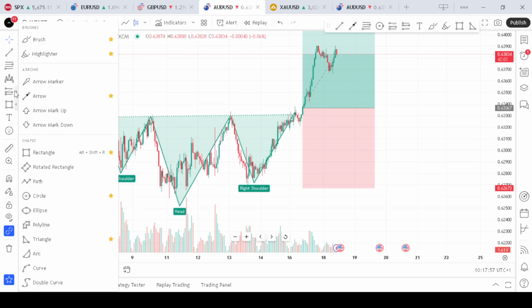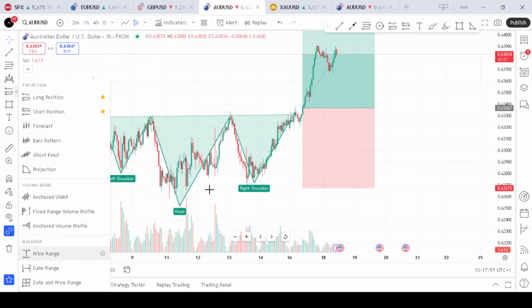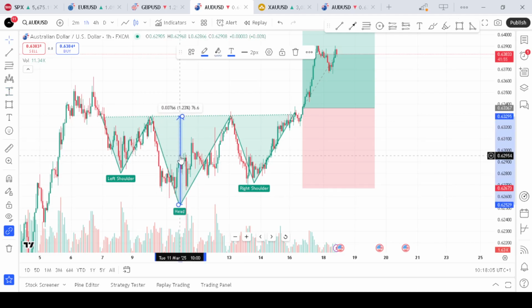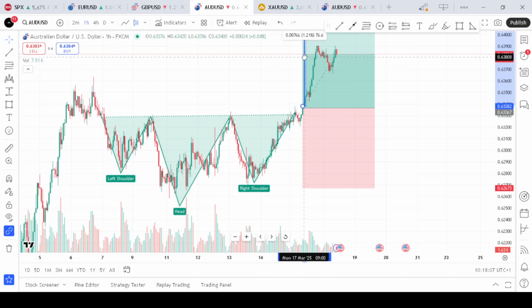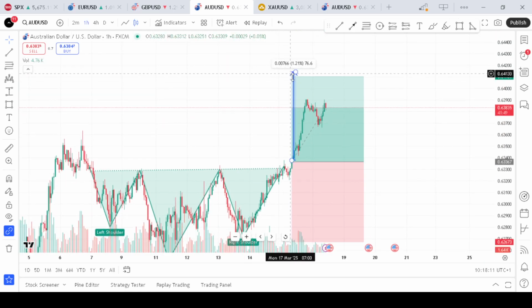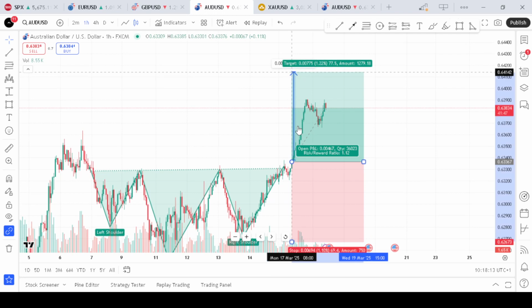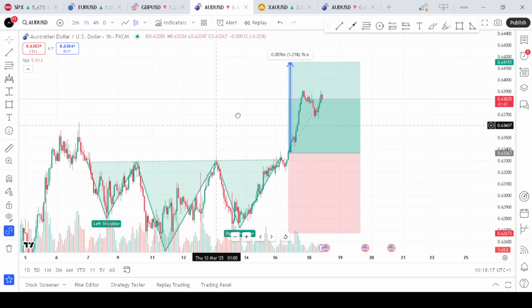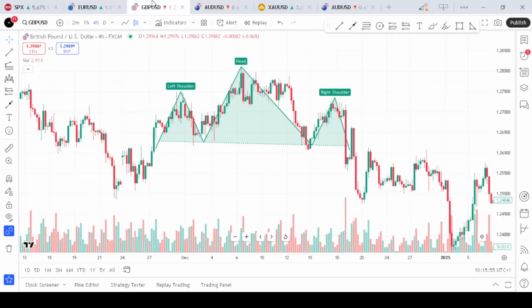Let's do the measurement and see what we are talking about. We measure the price range from the low to the high of the neckline. This can be a projected area for your take profit. You enter your trade and you take your profit when price gets to this projected area. This is basically how you can enter the same trade using an inverse head and shoulders and the head and shoulders pattern.